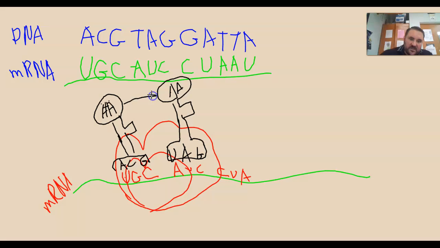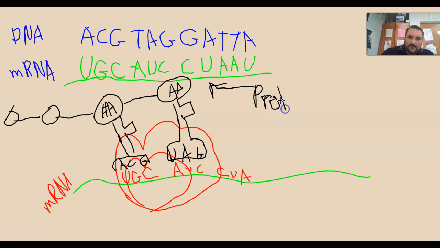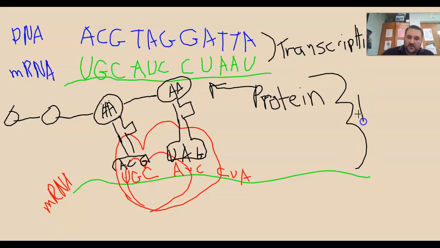The ribosome connects these amino acids together, and as it moves down the line, you get a longer and longer chain, and this becomes our protein. From here to here, it's called transcription. Then this part down here is called translation.